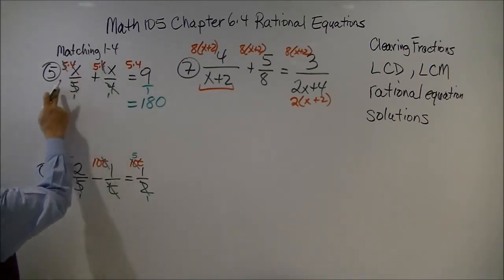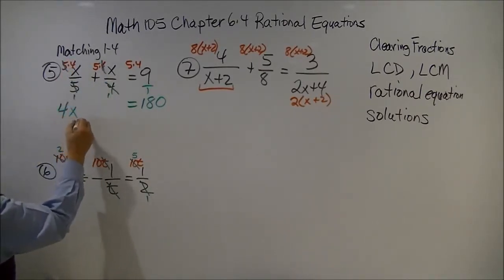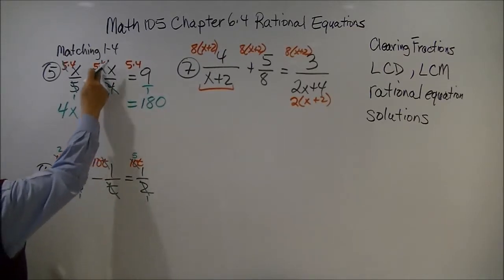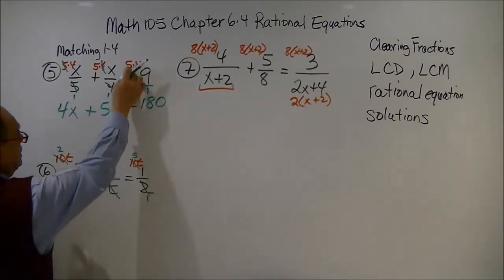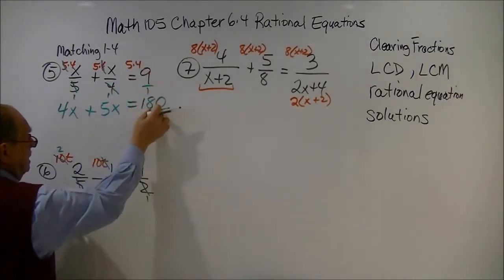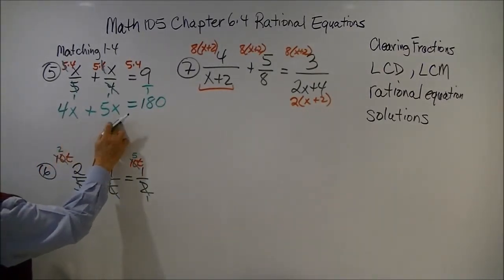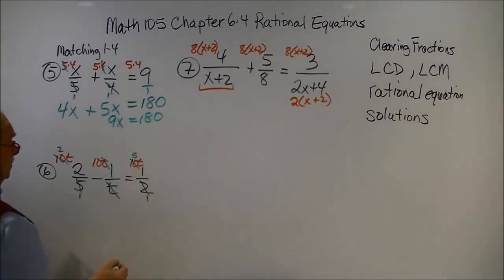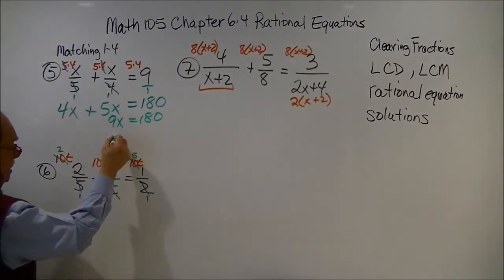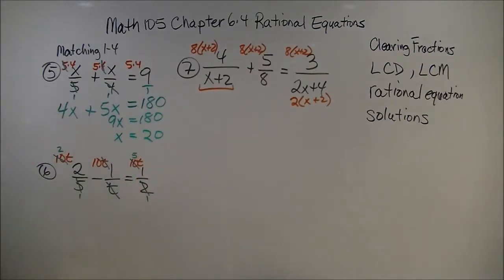So what's left here is 4x plus 5x equals, again, 20 times 9 is 180. So we're going to group like terms. This gives me 9x equals 180. We're going to divide both sides by 9, so x equals 20. So that was sort of an easy one.